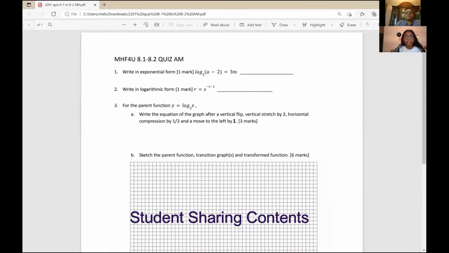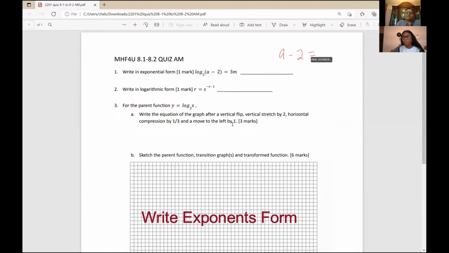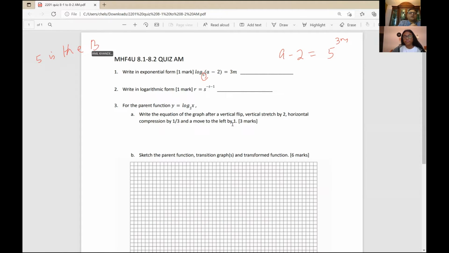So here it's: write in exponential form, log base 5 of (8 minus 2) equals 3m. How will you do it? Tell me. So it's asking to write it in exponential form. So would it be 8 minus 2 equals 5 to the 3m? You're right. Okay. So the concept is that 5 is the base, right? So in this case, 5 is the base. This is very important, correct? So maintain that. So base is 5. So for the exponent, this is your base. Is that okay? Yeah. Perfect.